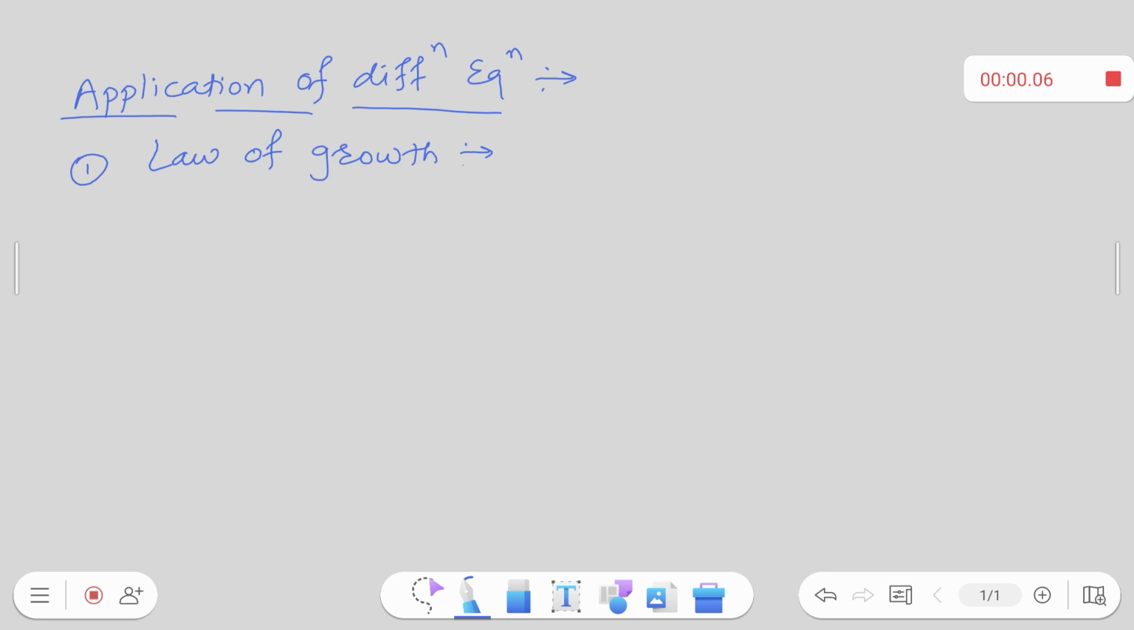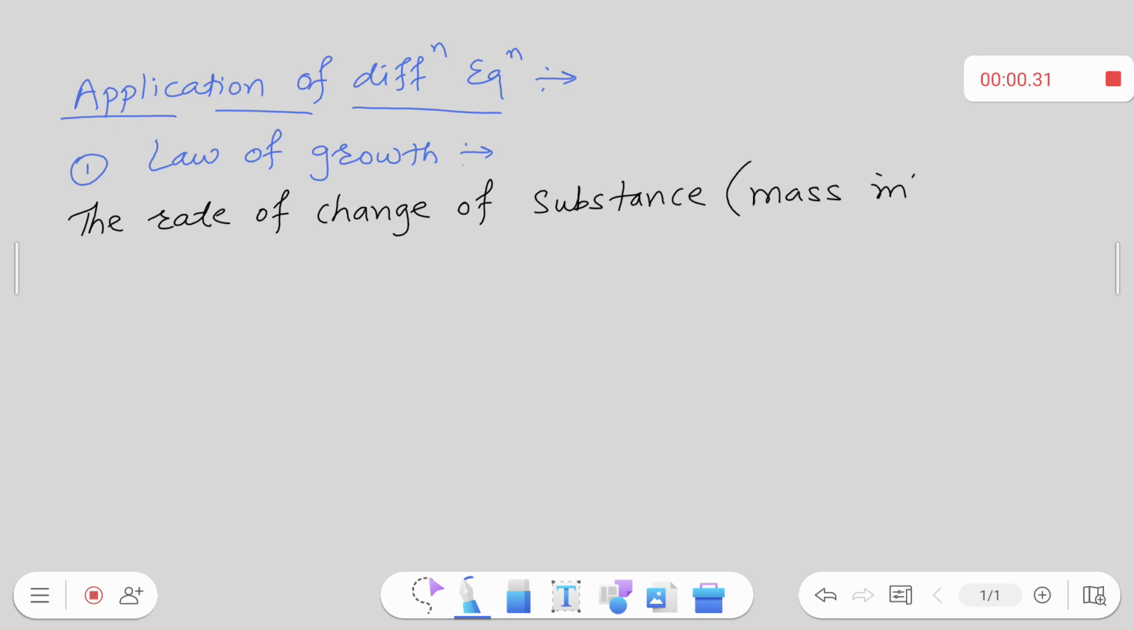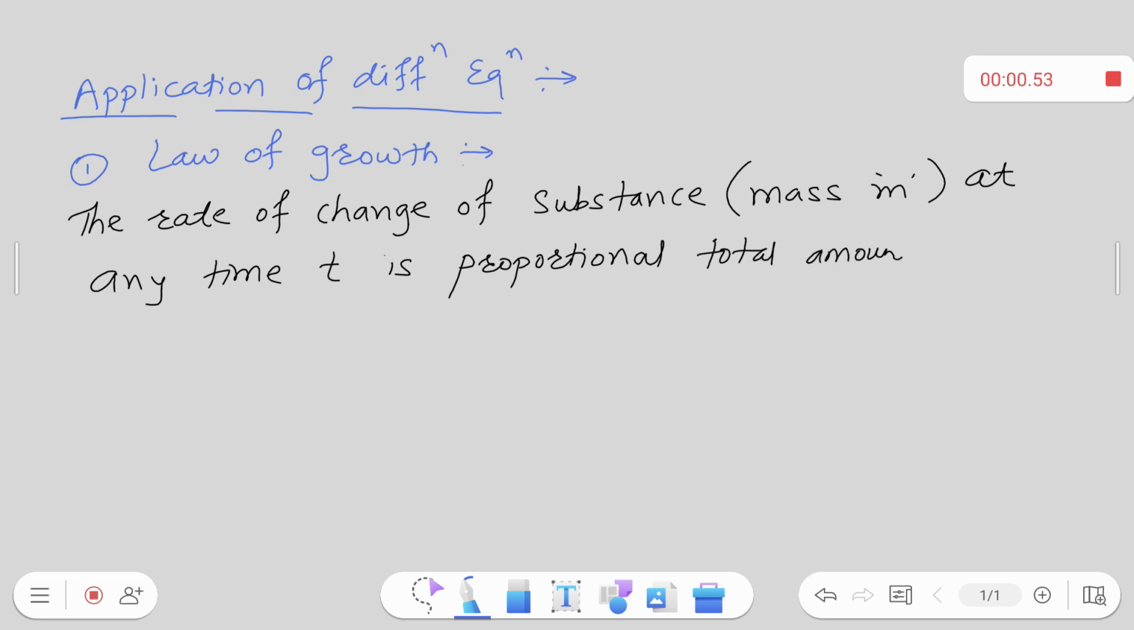Take the statement: the rate of change of a substance having, let us say, mass m at any time t is proportional to the total amount of substance, that is, dm by dt is proportional to m.